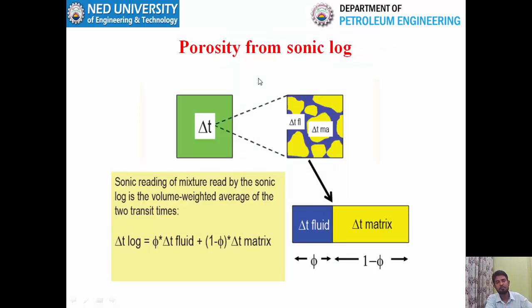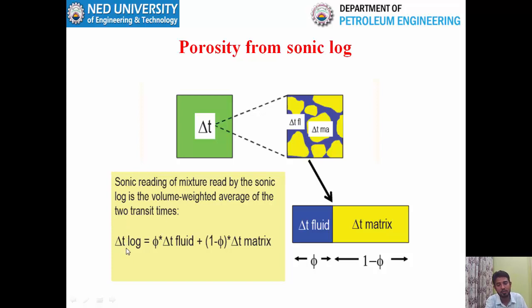We have seen that the main use of this log is to calculate porosity, and the concept is quite similar to what we have seen in the bulk density log. Transit time is basically a weighted average time of the formation, which is composed of two components. One component is a solid, called the matrix, and the other component is the fluid present in the pores. So this transit time is the average time traveled by the sound wave through these two systems of the rock: one system is a solid, and the other is the fluid in the pores.